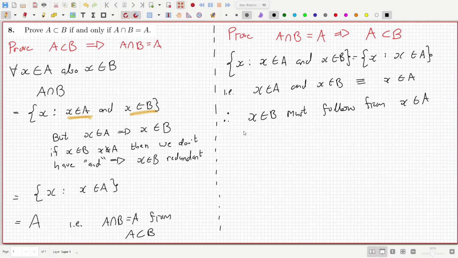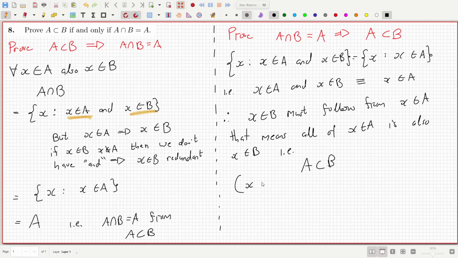And the only way that can be the case is if all of X in A is also an X in B, i.e. the subset, because this means if X is in A, it follows then that X is in B. So we have now the result that A is a subset of B from A intersecting B being equal to A.